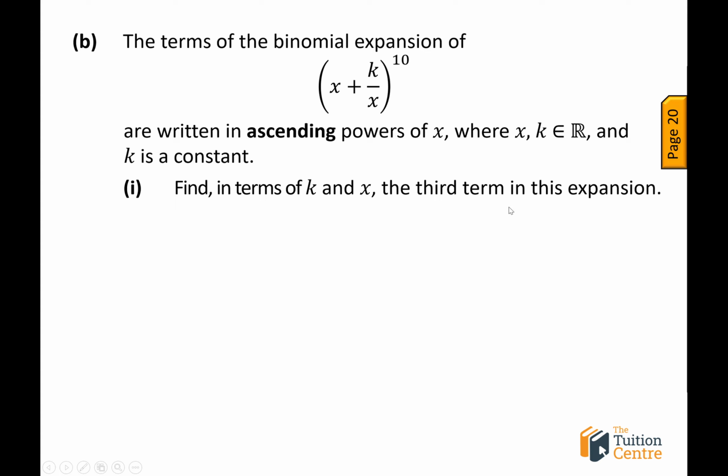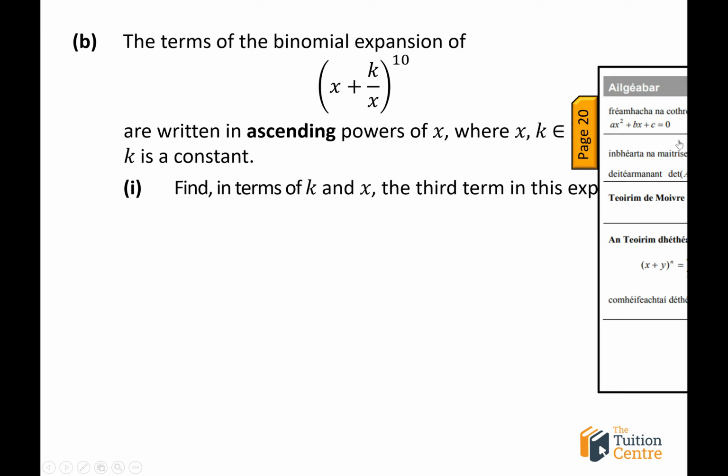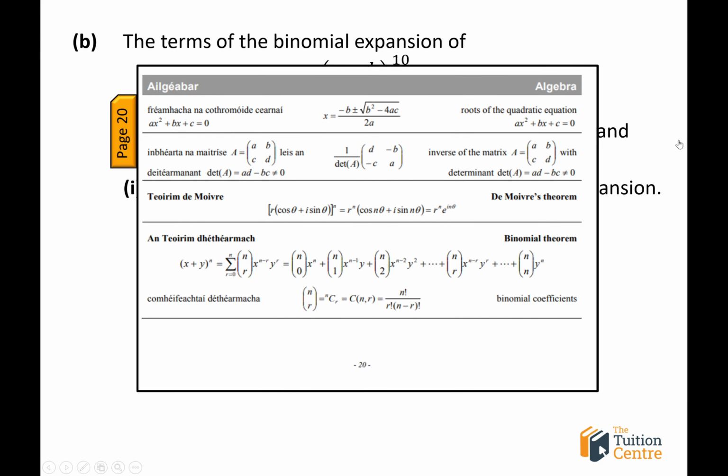Now, what makes it difficult is the fact that, okay, it's a binomial, right? Two terms inside the bracket, just like we have here on page 20. But the difficulty here is that, most typically, it's like x plus y, two different letters. In this case, we had x plus k over x. Now, that might be okay.